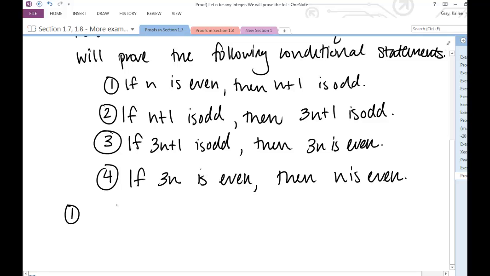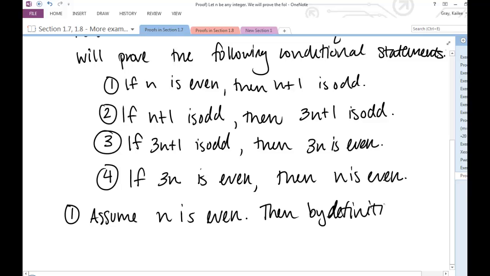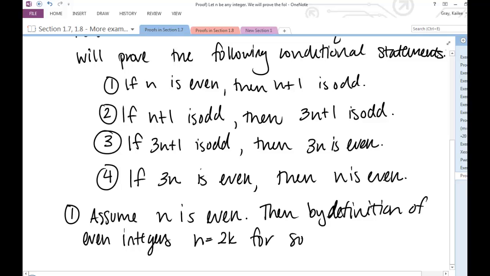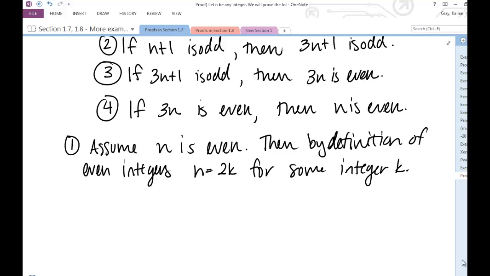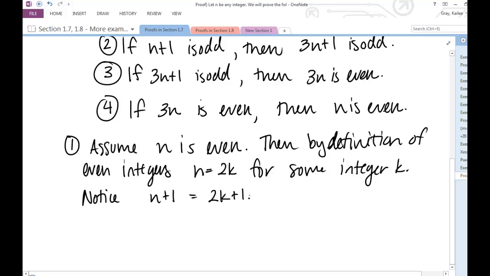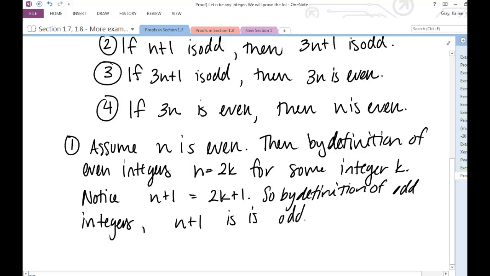So number 1, assume n is even. Then, by definition of even integers, n is equal to 2k for some integer k. Okay, now we want to conclude something about n plus 1, so let's see how we can write it out. Notice n plus 1 is equal to 2k plus 1. So, by definition of odd integers, n plus 1 is odd. Okay, so that finished the proof of 1.